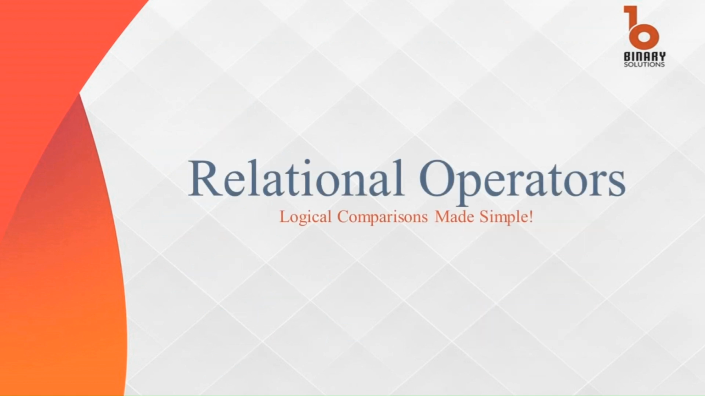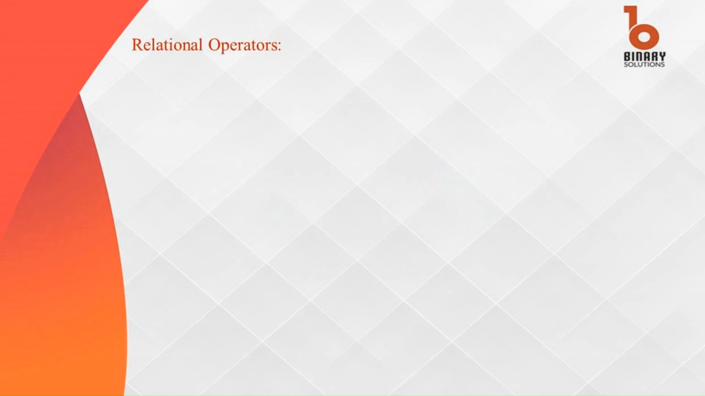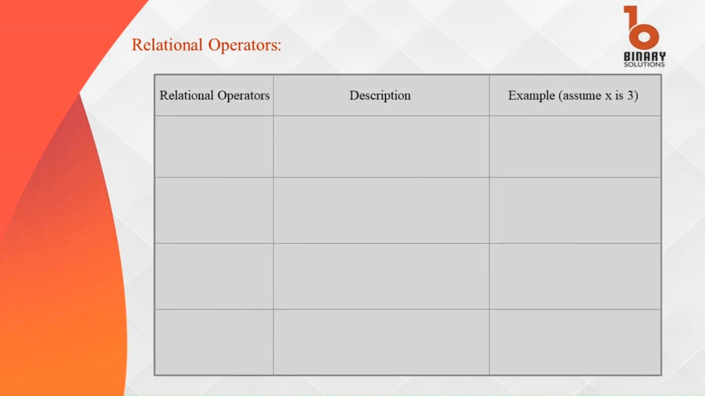Next, move to the concept relational operators. Relational operators are fundamental tools in programming used to compare two values or variables. These operators return a Boolean result, either true or false, based on the relationship between the compared values. The table illustrates the four common relational operators and their respective meanings.